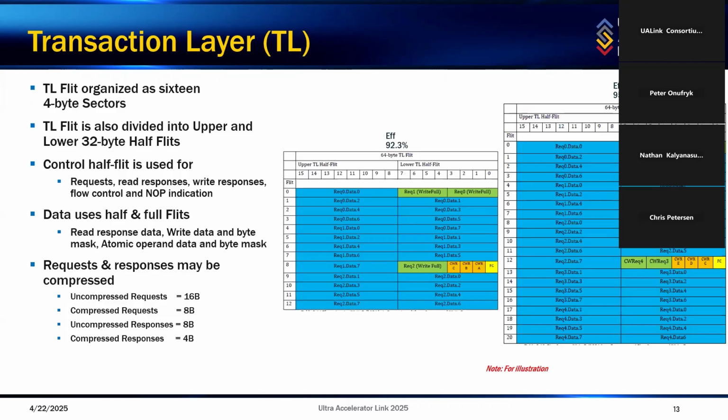Now, the second example uses uncompressed requests and compressed responses. It is not always possible to compress requests. Responses can always be compressed. In this example, the effective protocol efficiency is 92.3%. So as you can see, UALink is designed to provide very high link efficiency with load-store small packets, which are used for accessing local memory, remote memory, or the host memory. So the same request and memory ordering model can be followed for all three.